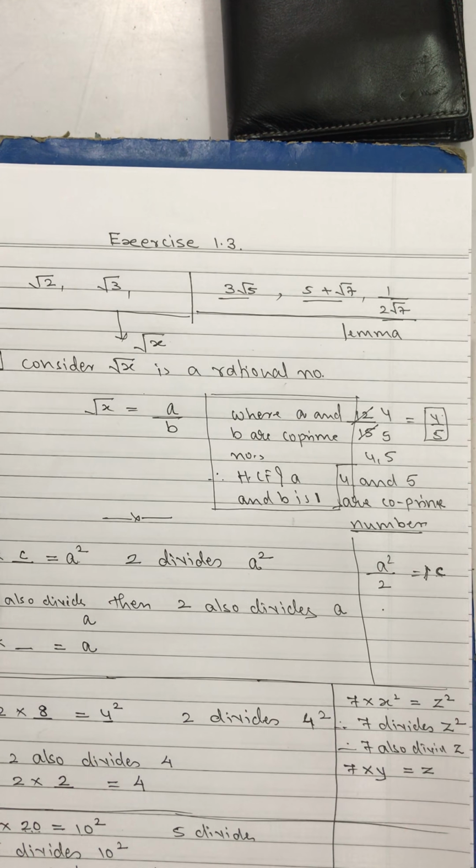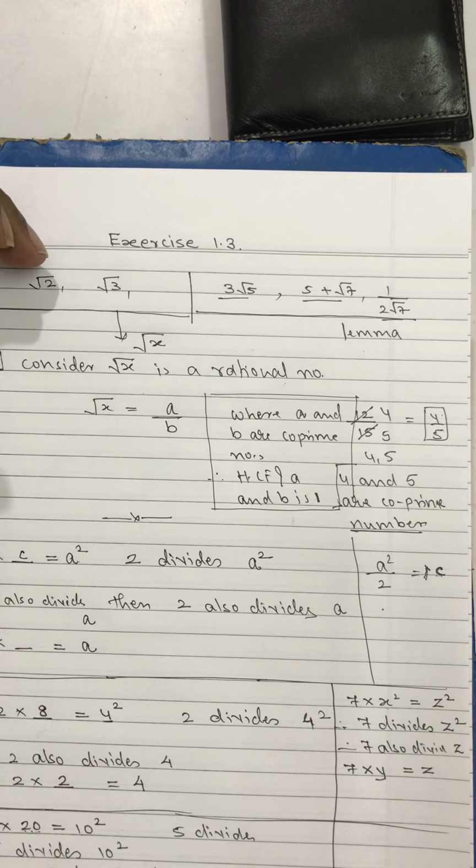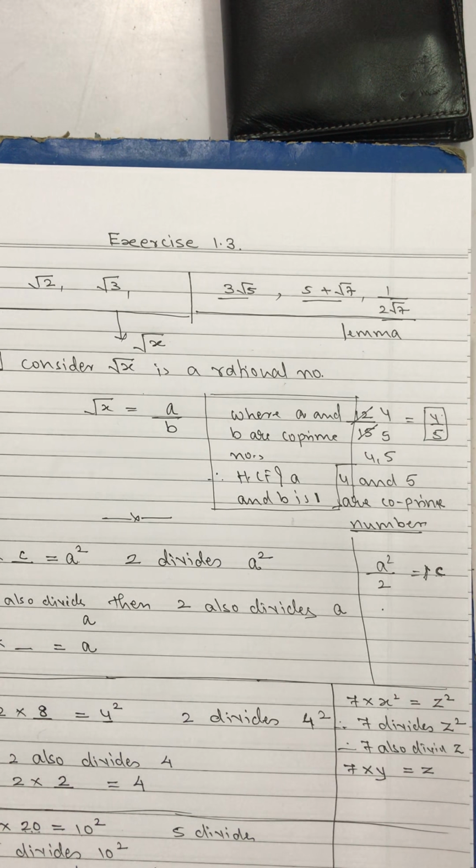See, we are first considering root 2, root 3 type of questions. When they give you a question like, prove root 7 is an irrational number, first we will consider that root 7 is a rational number. Because it is a rational number, we can write root 7 in the form of a fraction, a upon b, where a and b are co-prime numbers.